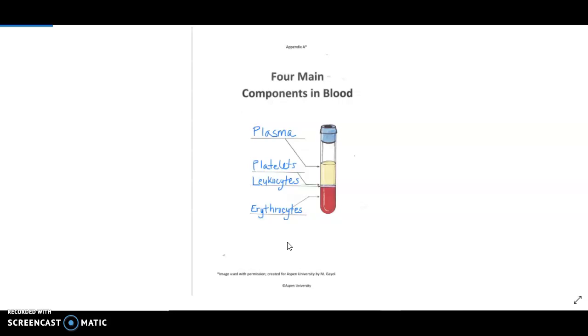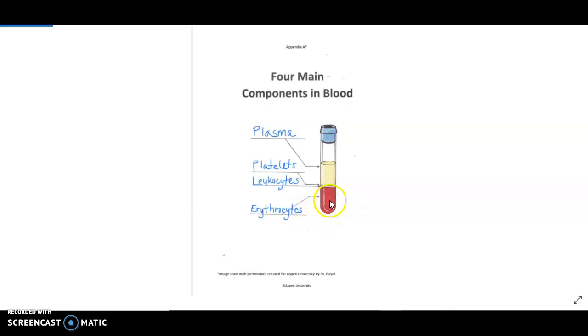Module 2 assignment on blood. The purpose of this assignment was to label the 4 parts of blood and discuss their function and the type of cells that are found in each.